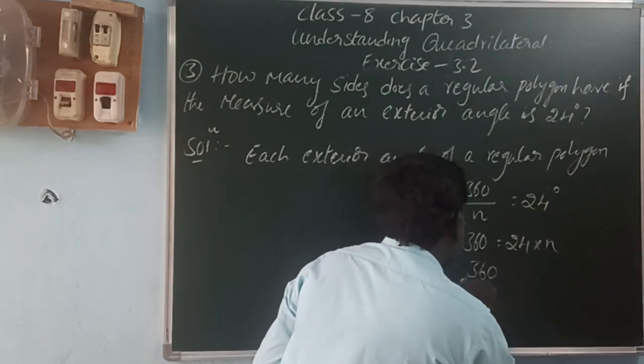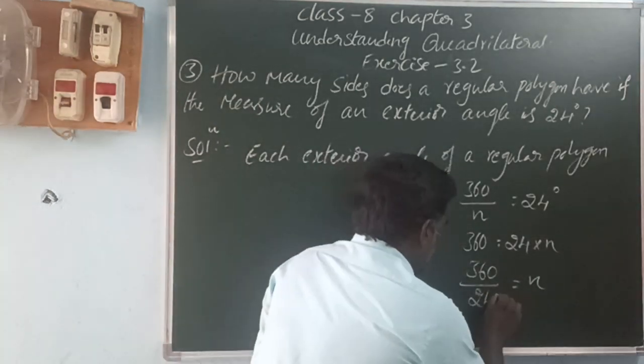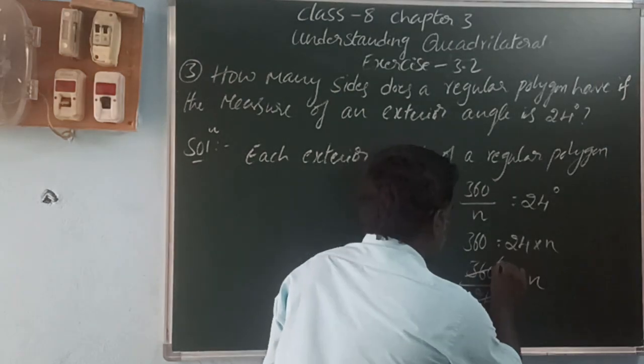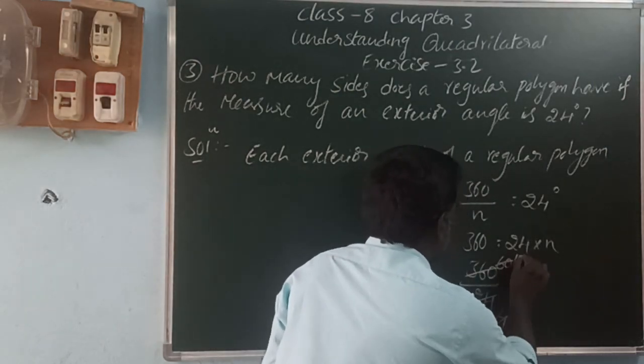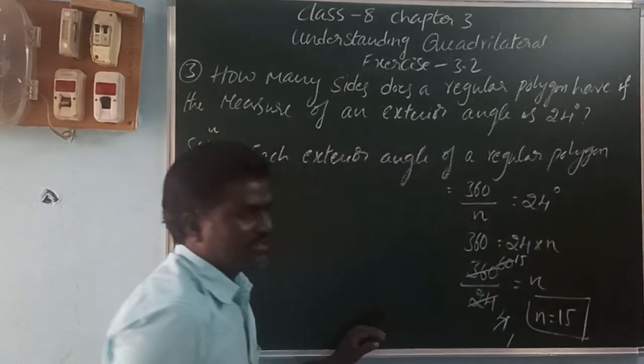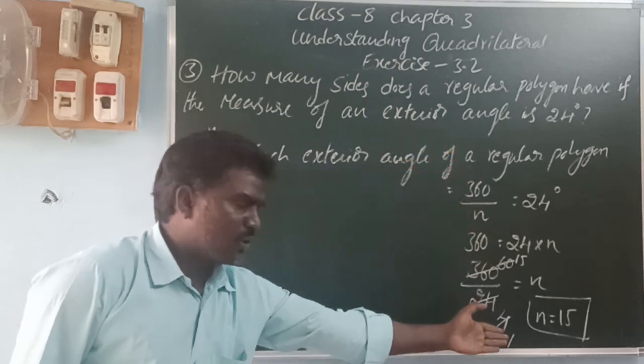So 360 by 24. 24 ones are 24, 24 sixteens... 24 times 15 is 360. So n is equal to how much? 15 sides. So how many sides does a regular polygon have if the exterior angle is 24? That is how much? 15 sides.